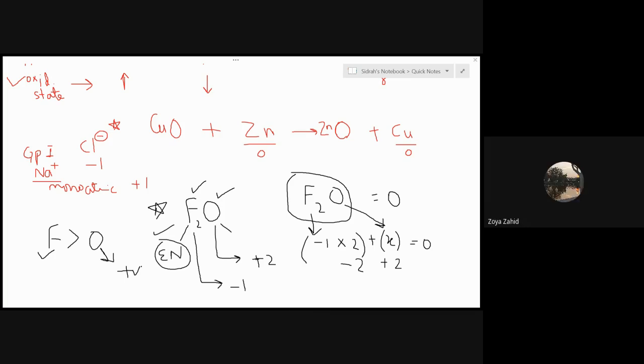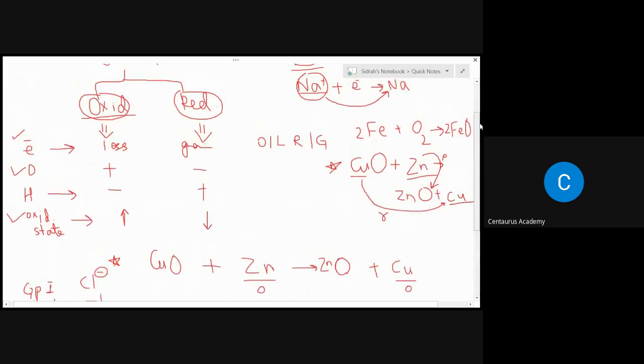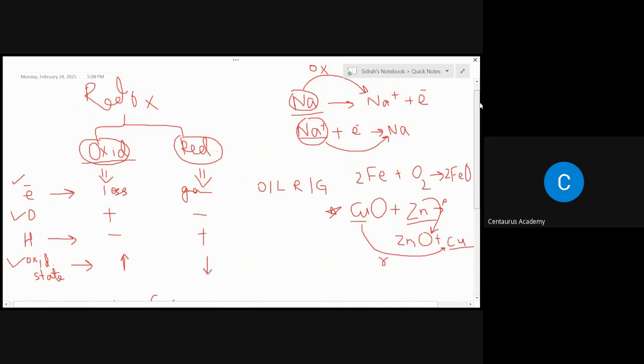Okay, let's go back. Up till now, we discussed that redox reactions are those reactions which have oxidation and reduction taking place simultaneously, which is why the collective reaction is referred to as a redox reaction. If I ask whether a particular reaction is a redox reaction or not, you have to check whether oxidation and reduction are both taking place at the same time.